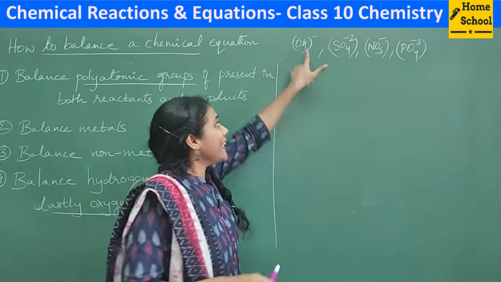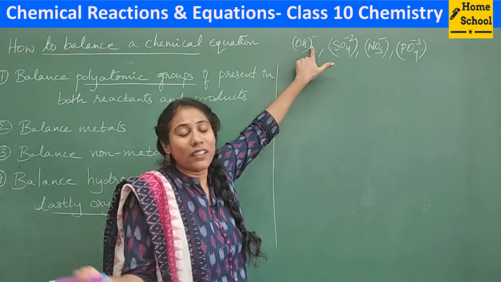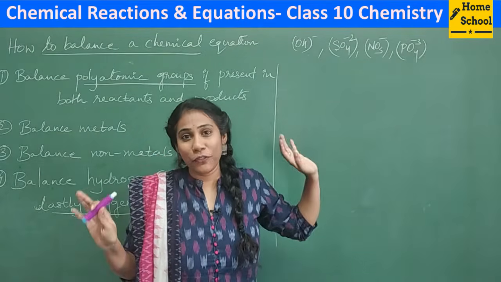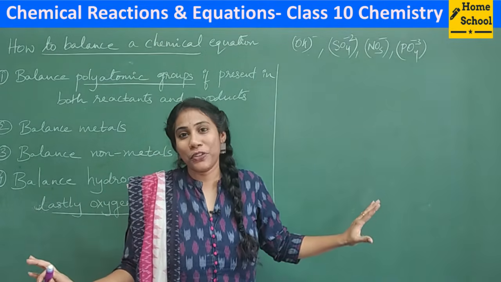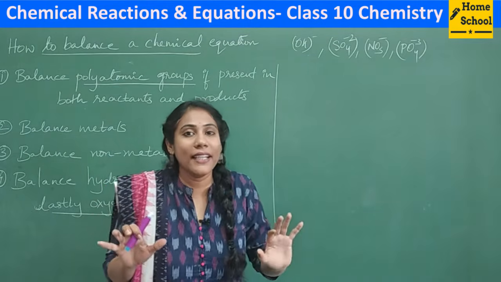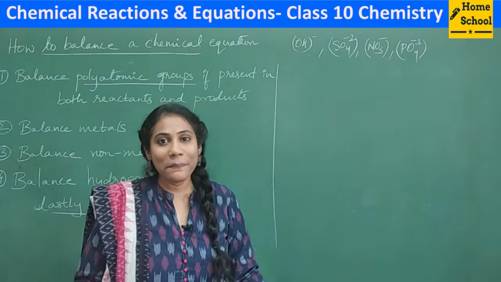Don't take them as separate elements. Don't separately take oxygen and balance it, and don't consider hydrogen separately and balance it. That leads to a lot of confusion and takes a lot of time. So when these groups are present in both reactants and products, consider them as a group and balance them off. Your work will become easy.